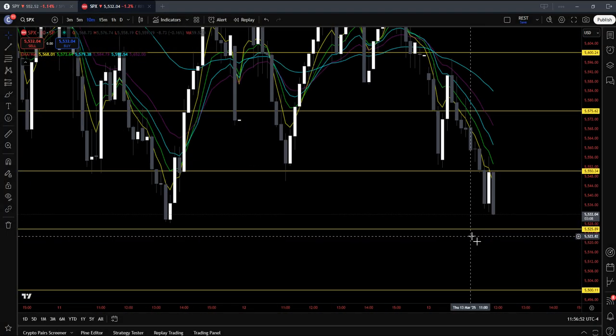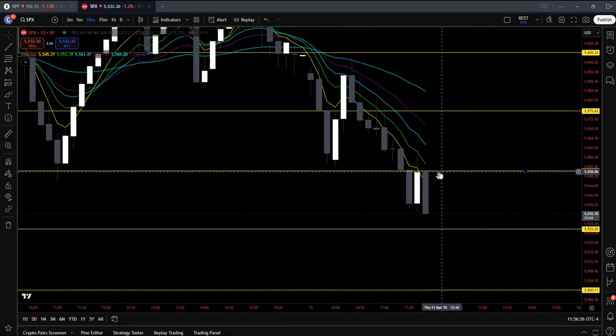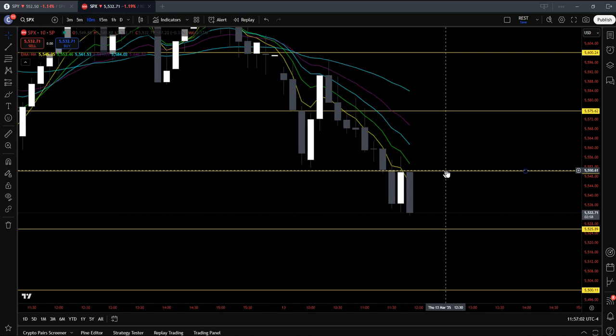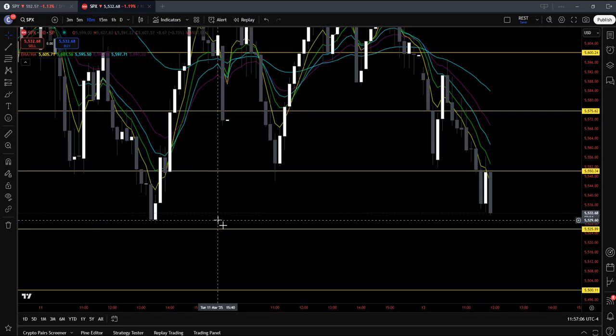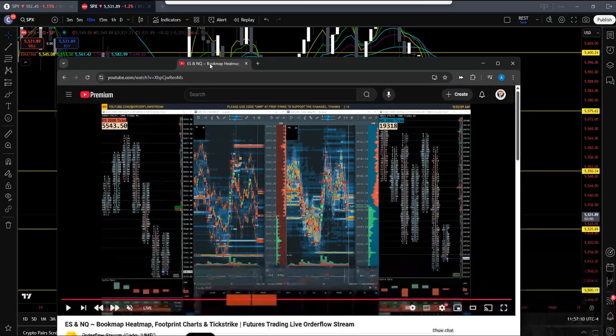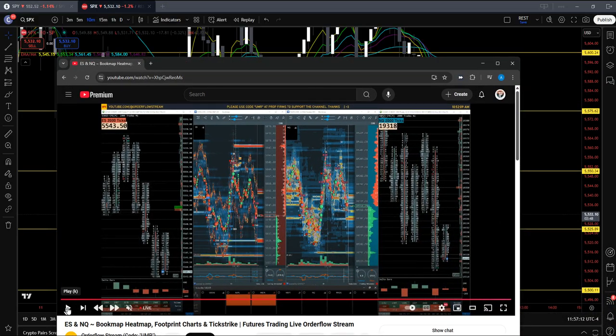Quick question on retaking that entry on the rejection of the 5 EMA. Would you take that even knowing that there's still that wall of buyers down there on Bookmap? There's still a wall down there, right? Like that. This one? Trade had to get, yeah.